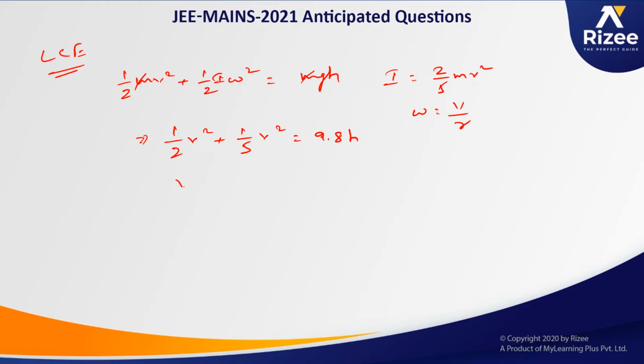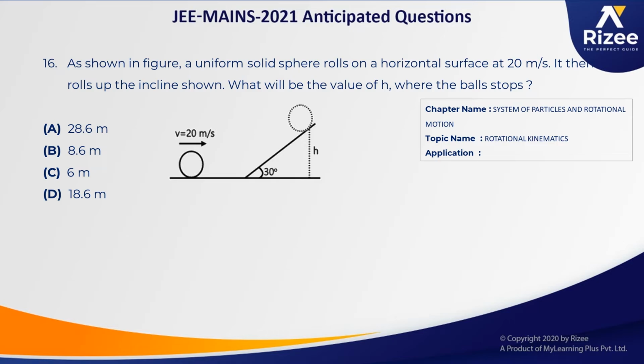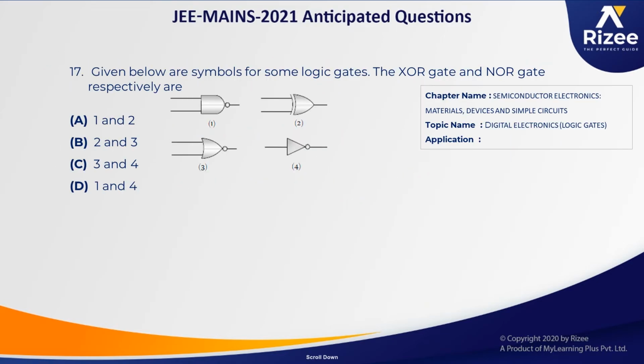So since v is equal to 20 meter per second, on solving this one, you will be getting h to be 28.6 meters. So this is another easy question. 28.6, in the sense the option should be the first option. Coming to your next question, that is the 17th question.